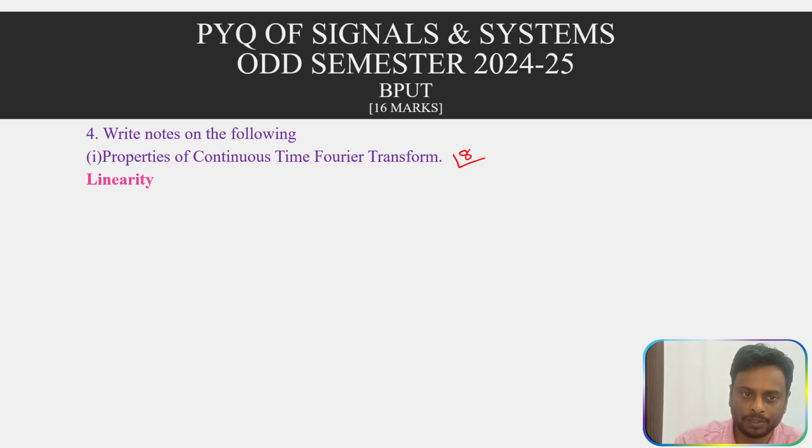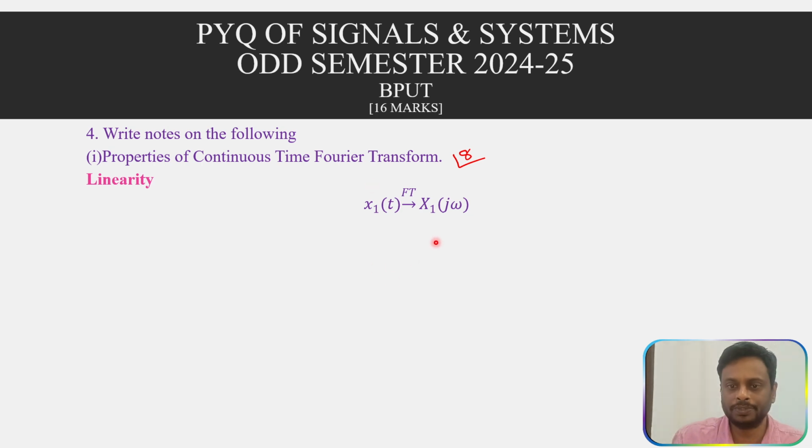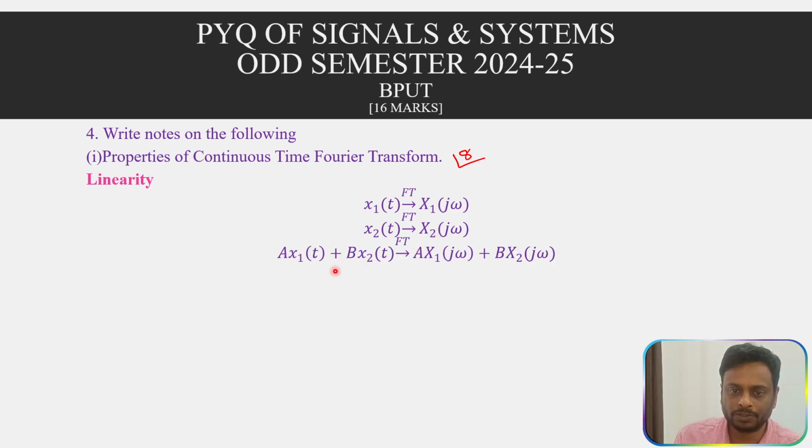So the first property is the linearity property. The linearity property says that if the Fourier transform of x1 of t is X1 of j omega, and the Fourier transform of x2 of t is X2 of j omega, then the Fourier transform of a into x1 of t plus b into x2 of t is a into X1 of j omega plus b into X2 of j omega. This is the linearity property.